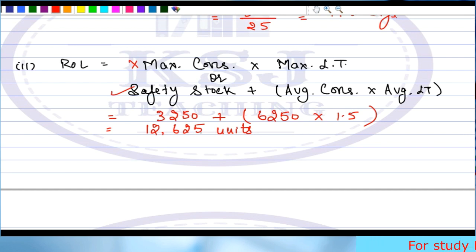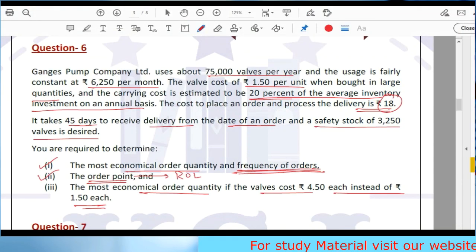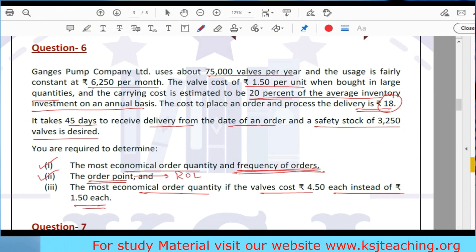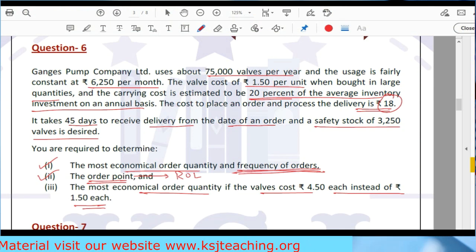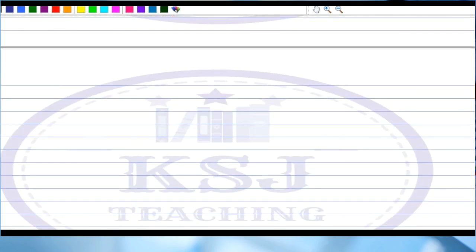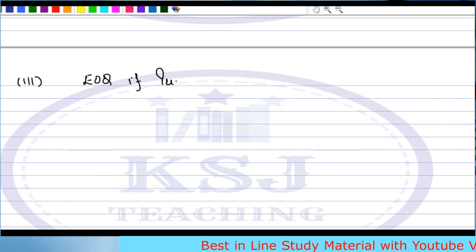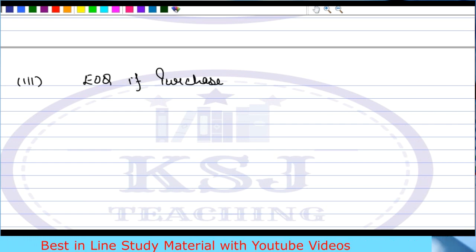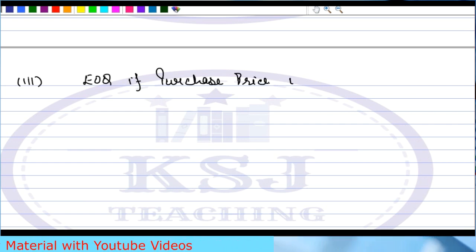Okay. Next part. The second part is done. Next, the most economical order quantity if the valves cost 4.50 each instead of 1.50. Now this 1.50 cost has increased to 4.50. What will happen in this case? Third part, EOQ if the purchase price is 4.50. You require three things: A, O and C.